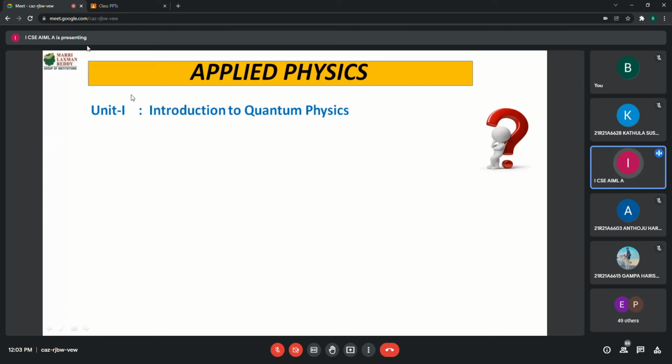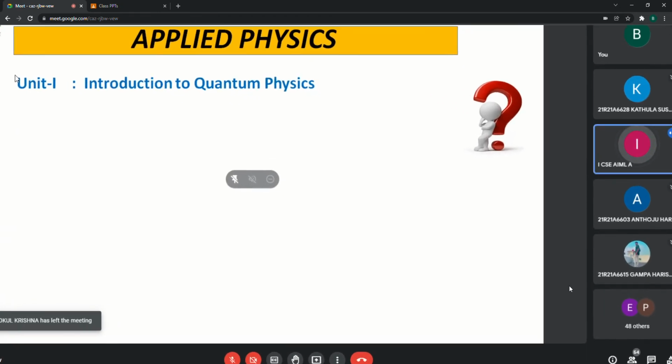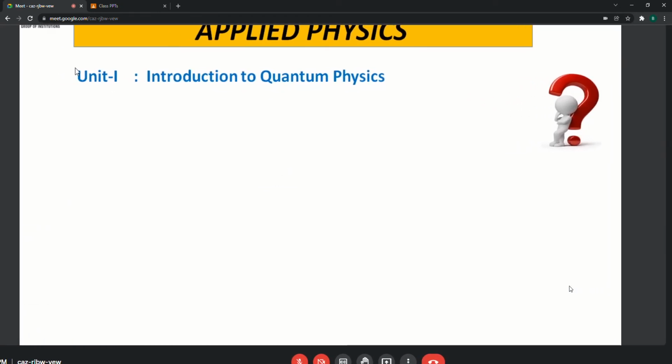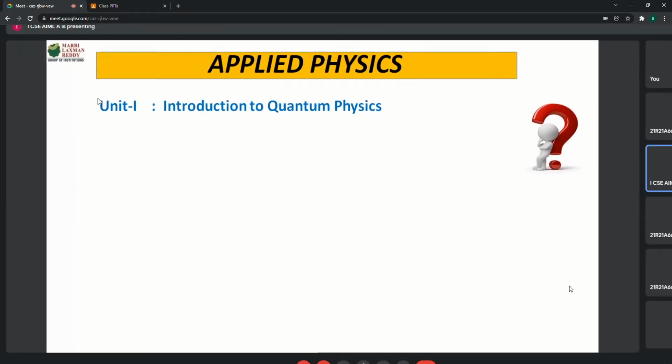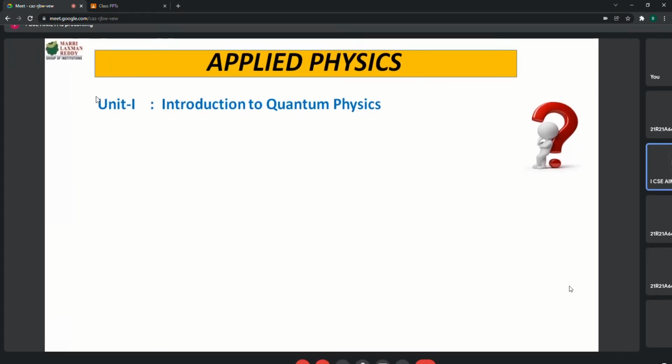In this session, I'm going to discuss the first unit only. Tomorrow, the second unit. The day after tomorrow, the third unit, first half. So, one, two, three, these three sessions I'm going to utilize for revision only.